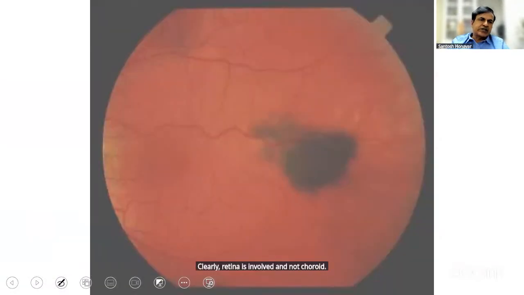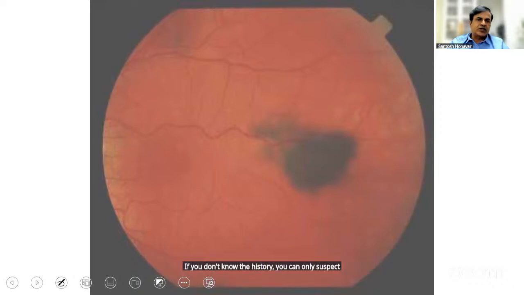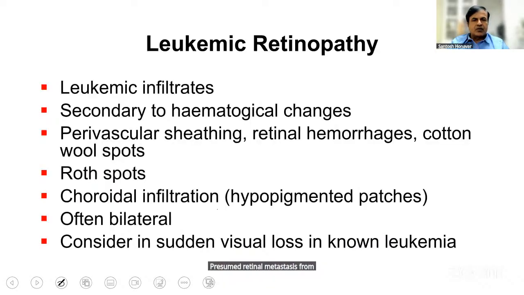This was a patient with a history of amputation of the great toe. The reason was unknown. Patient was not able to recall why the great toe was amputated. Finally, it turned out to be a melanoma of the nail bed. That was the reason why the great toe was amputated. Now, the patient comes with a retinal dark colored lesion. So, very difficult to diagnose this if you don't know the history. You can only suspect such a small lesion, it's not even biopsiable, presumed retinal metastasis from a melanoma. Cutaneous melanoma can metastasize to retina.